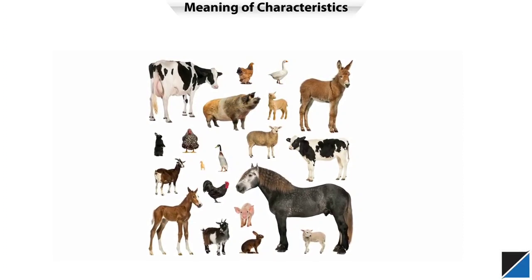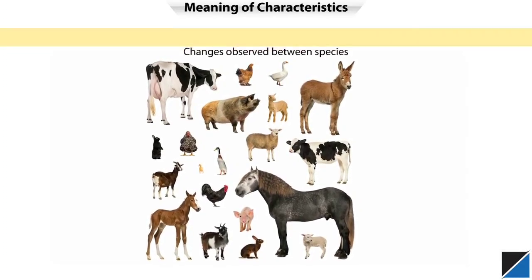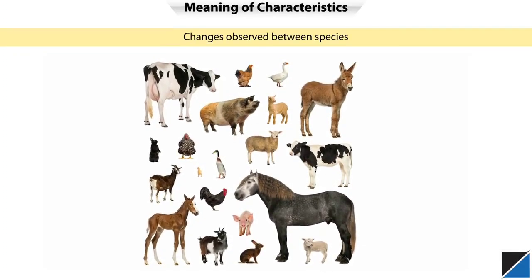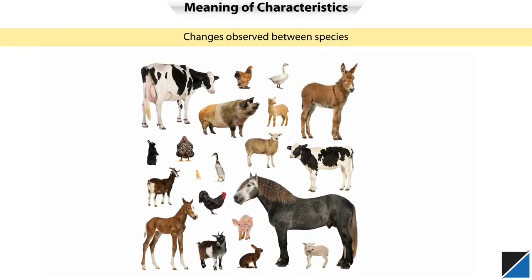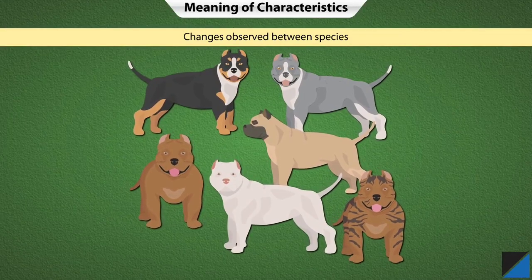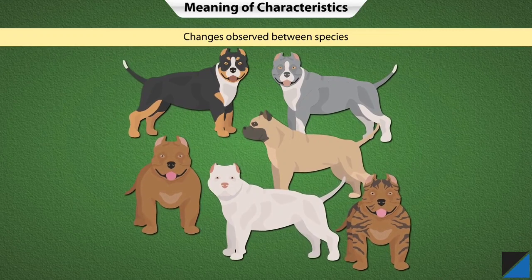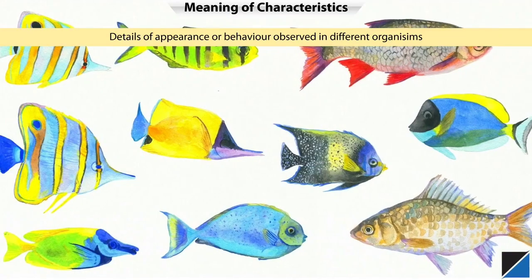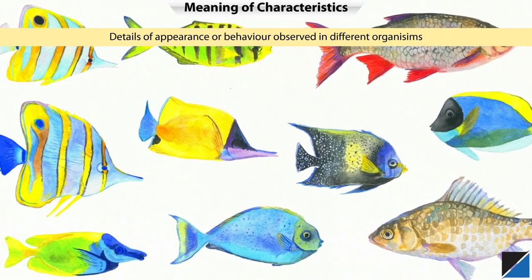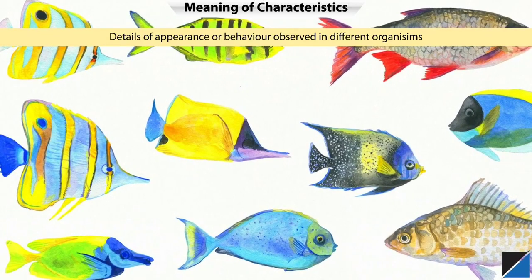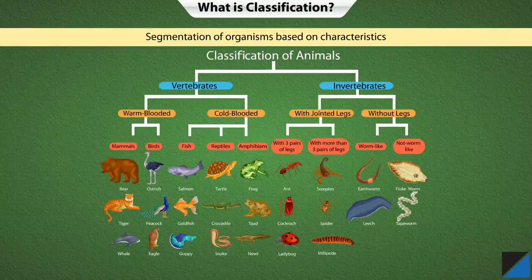What do you mean by characteristics? Characteristics are the changes observed between different species rather than within species. In other words, details of appearance or behavior are observed of different organisms. They are classified into different groups based on these characteristics. This is known as classification.